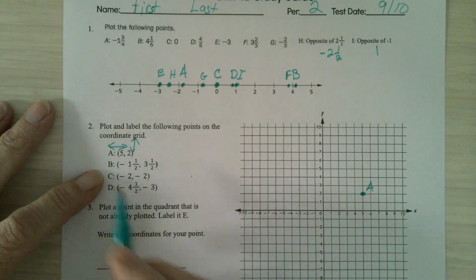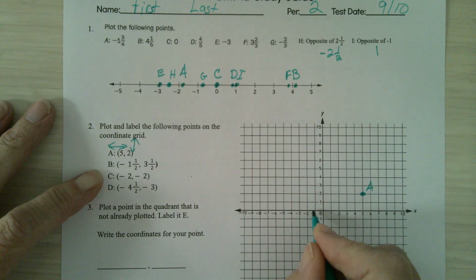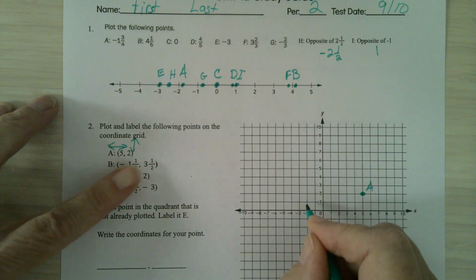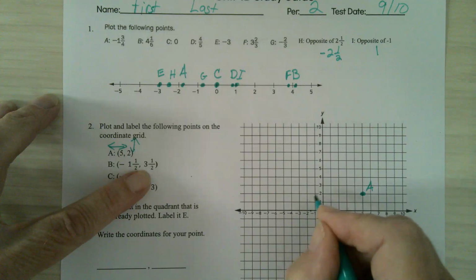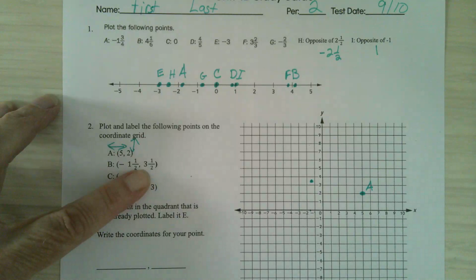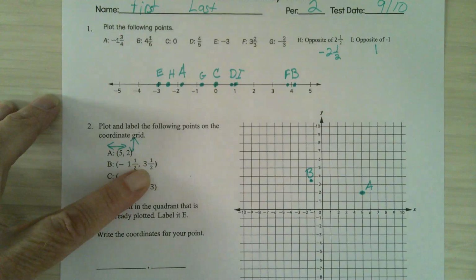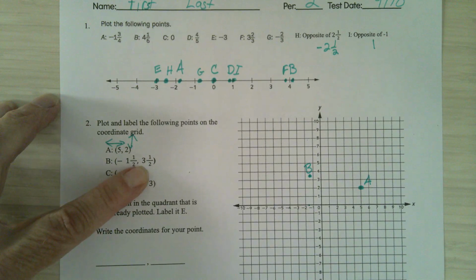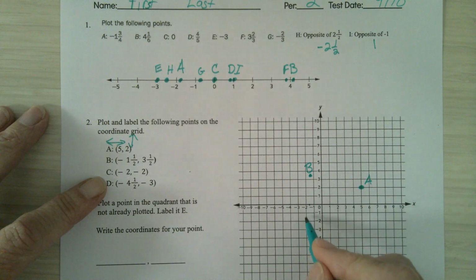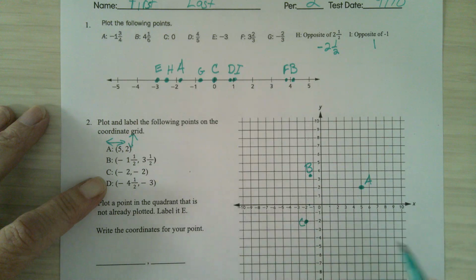B, you're going to go left to -1.5. -1.5 is halfway there. You're going to go up 3.5. It's +3.5. 1, 2, 3.5 puts it in the middle of that box. B, any questions? C, -2, -2. Put a dot there and a C.